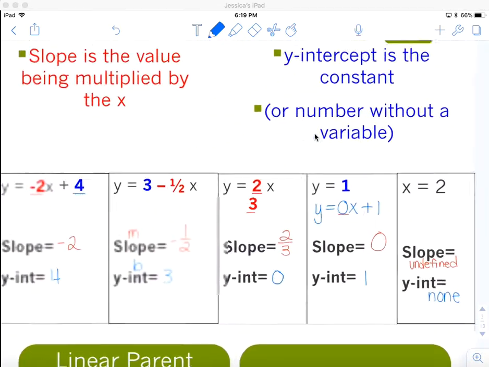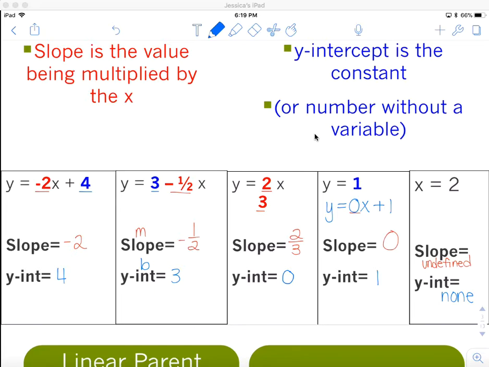If you need a refresher on slope, I would pause this video and go back and watch my slope video before you begin this one. Our slope lesson is what we did in the last class.